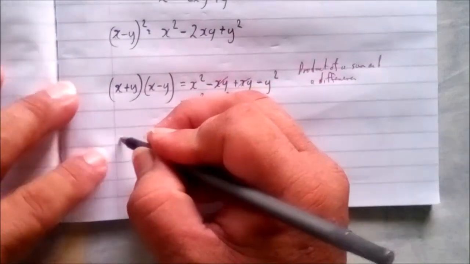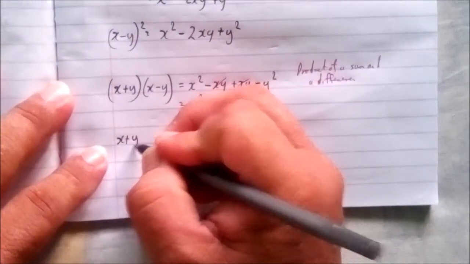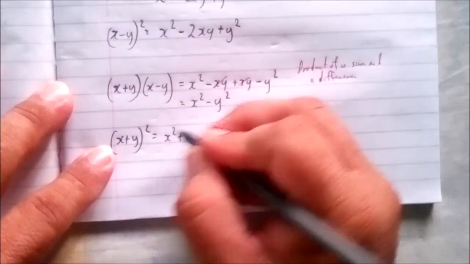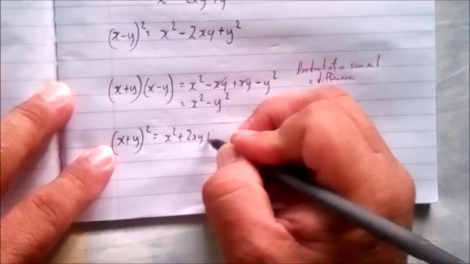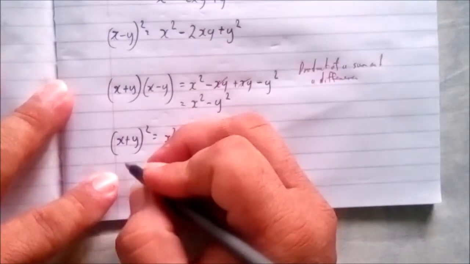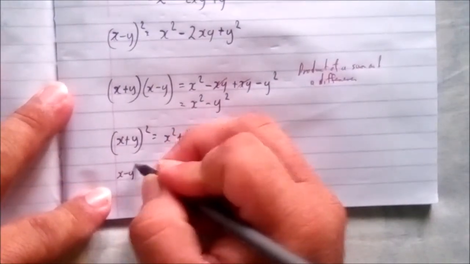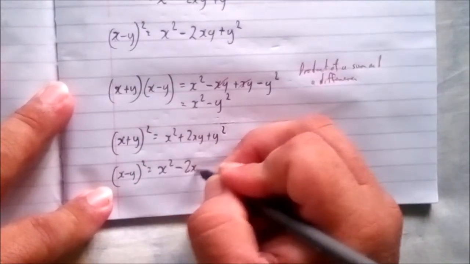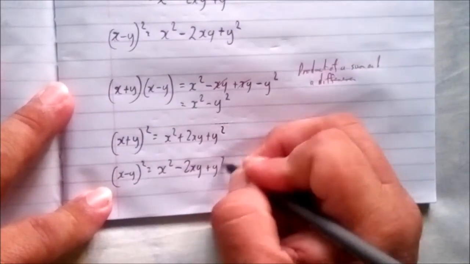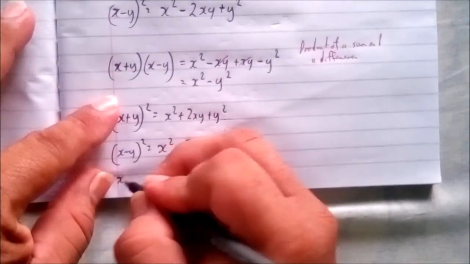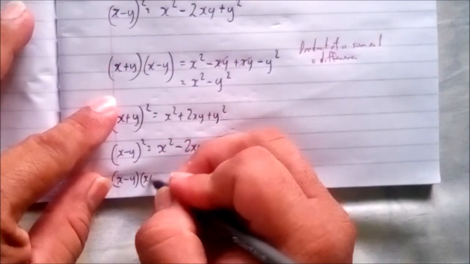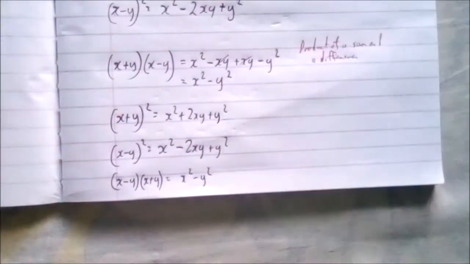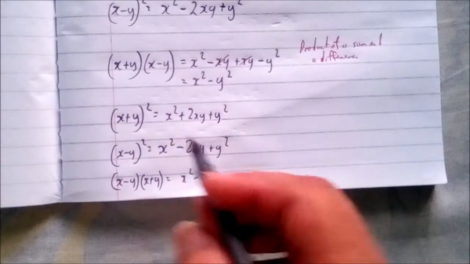We have here x plus y squared equals x squared plus 2xy plus y squared, and then we have x minus y squared gives us x squared minus 2xy plus y squared, and then we have x minus y times x plus y gives us x squared minus y squared. All right, so those are the three special products.